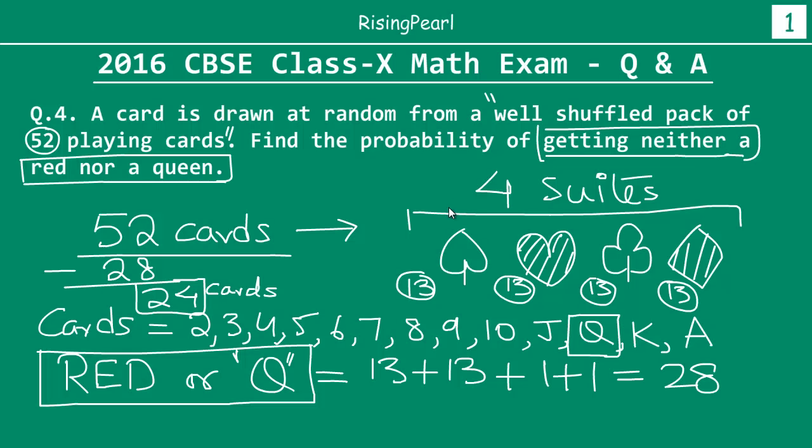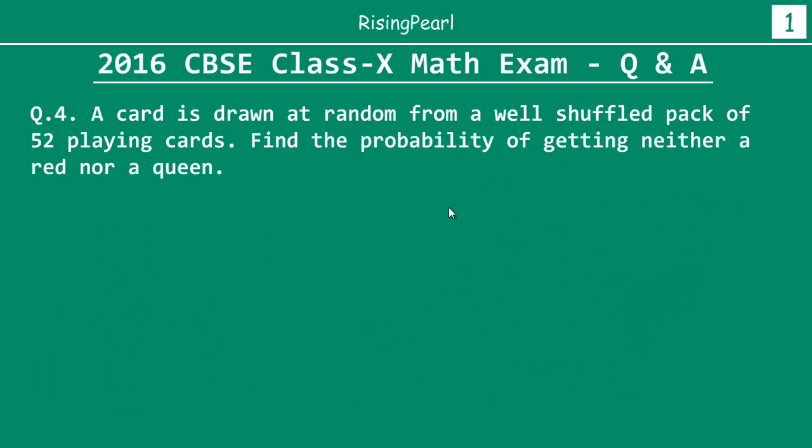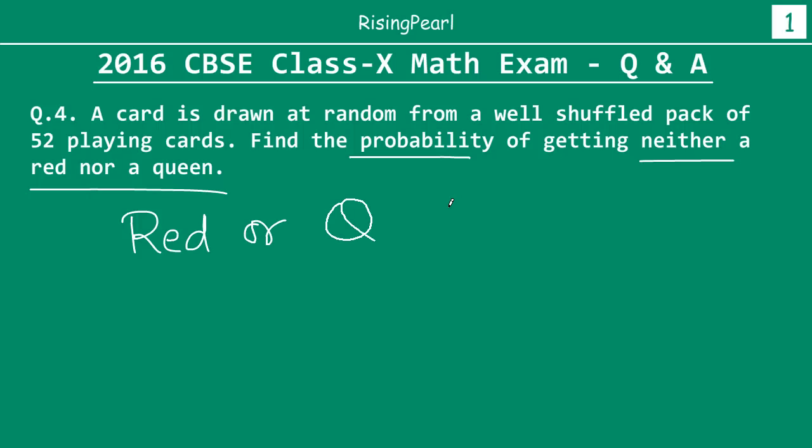So what is the probability? Let's give ourselves space. If you want to find the probability of getting neither red nor queen, we saw that if you were to pick red or queen, there are 28 cards.